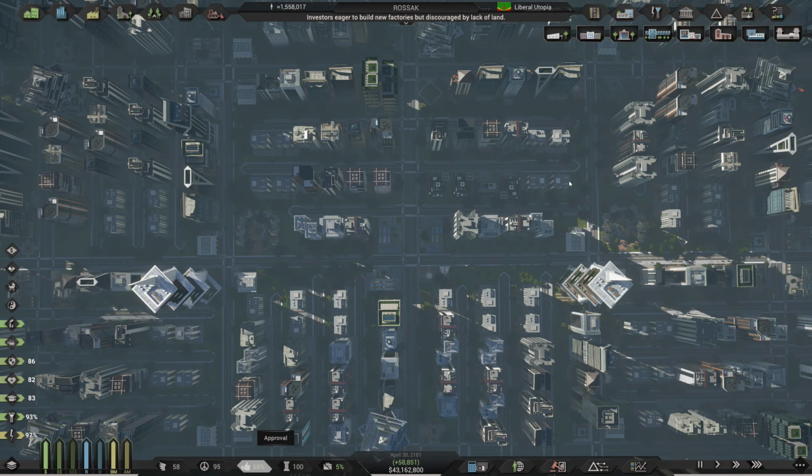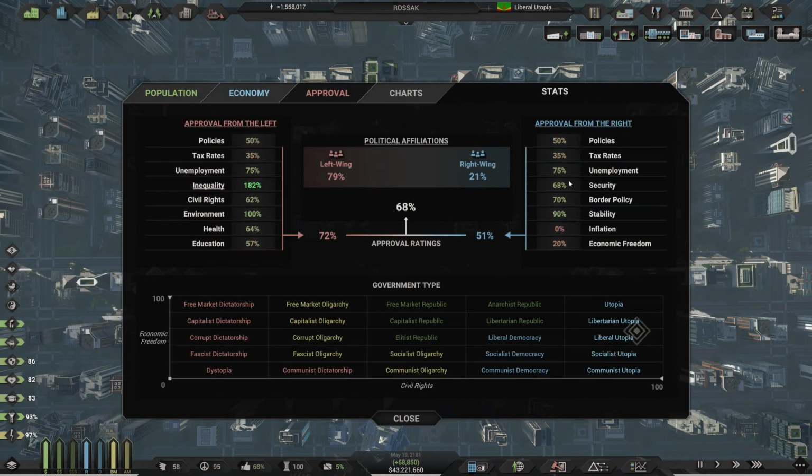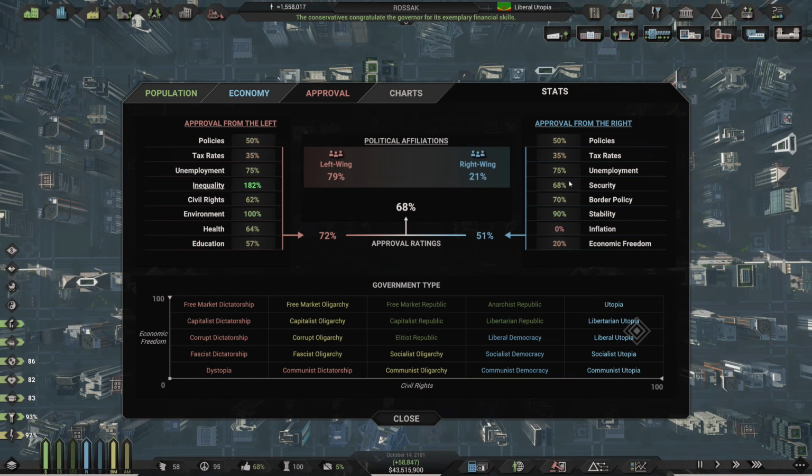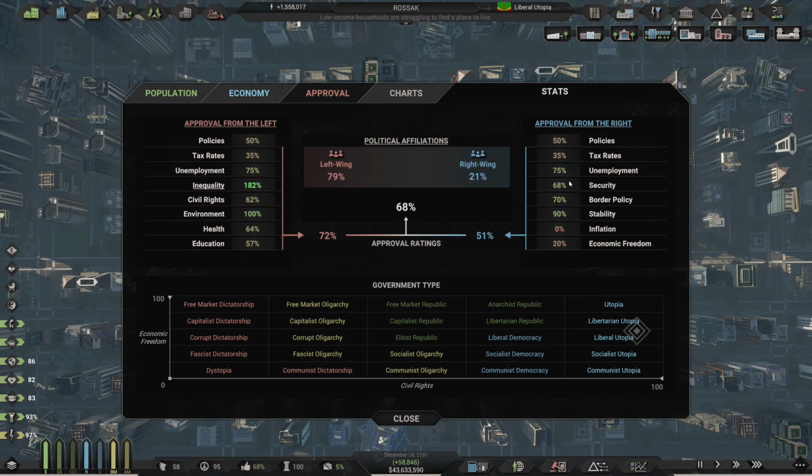Now, let's see. There was something here. Yes, an approval screen. Okay, this is what I wanted to show you. Here we can see the approval screen right down here. That's what pulls it up. So what you have is approval from the left and approval from the right. My overall approval from the left is 72%, and from the right it's 51%. So it gives me an overall approval rating of 68%. We have 79% left-wing political affiliations and 21% right-wing political affiliations.